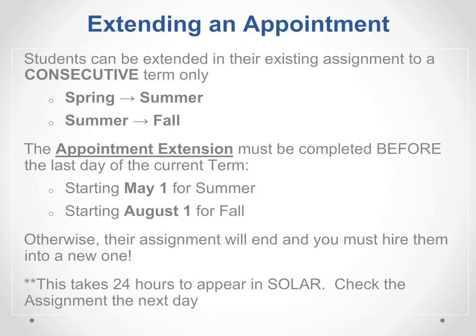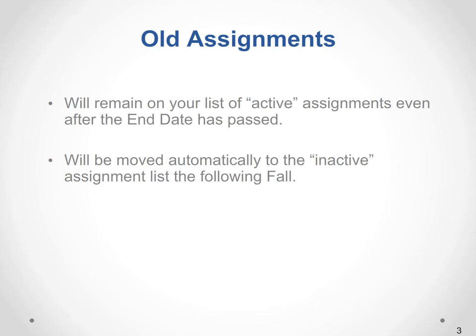Extending an appointment. Students can be extended in their existing appointment to a consecutive term only. The appointment extension must be completed before the last day of the current term, which is starting May 1st for summer and August 1st for fall. Otherwise, their assignment will end, and then you must hire them into a new one. Important, this update takes 24 hours to appear in Solar. Check that the assignment was updated the next day. Old assignments will remain on your list of active assignments even after the end date has passed. They will be moved automatically to the inactive assignment list the following fall.